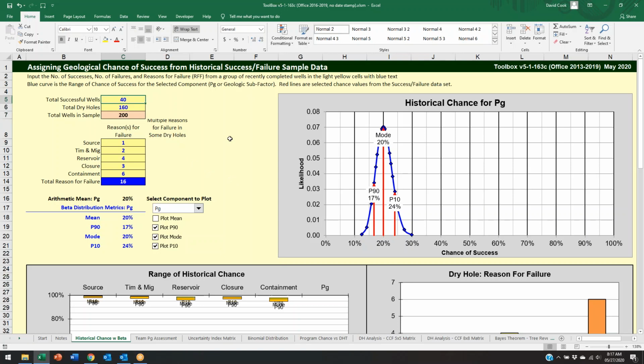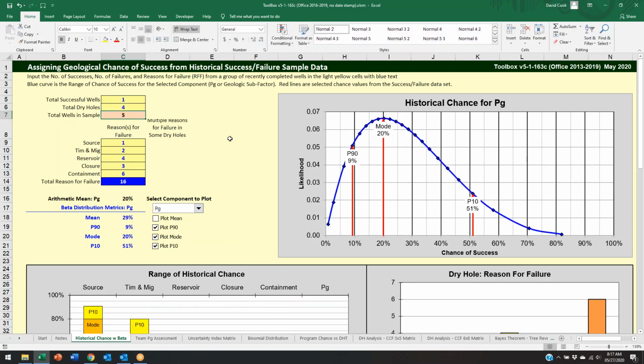If you're going out into a play where there are very few tests, let's say there's 1 success and 4 dry holes, you can see that the range of uncertainty associated with a chance of success that could have resulted in that particular outcome is extremely wide. So the total number of samples is very much a driver as to the range of uncertainty that would be viewed for a PG.